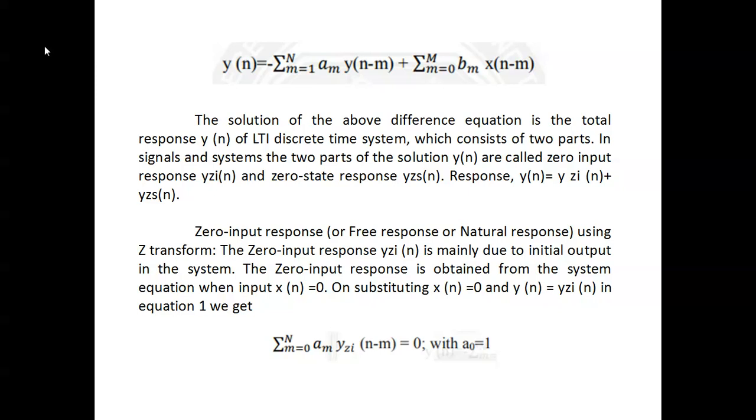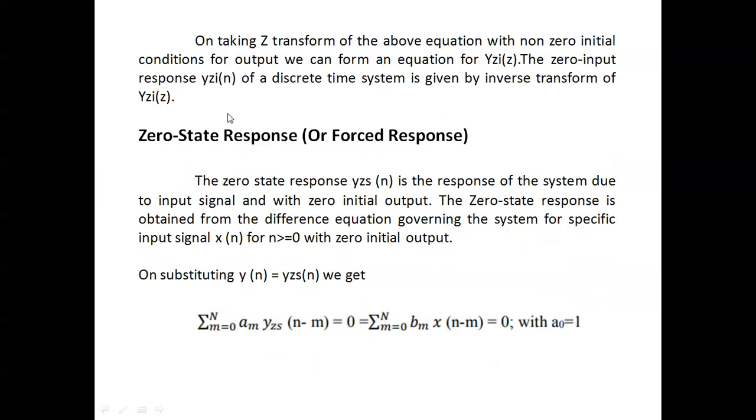The zero input response is obtained from the system equation when input x of n is equal to 0, substituting x of n is equal to 0 and y of n is equal to y zi of n. So this is the equation we got. On taking Z transform of the above equation with the non-zero initial conditions, the zero input response of the discrete time system is the inverse Z transform.